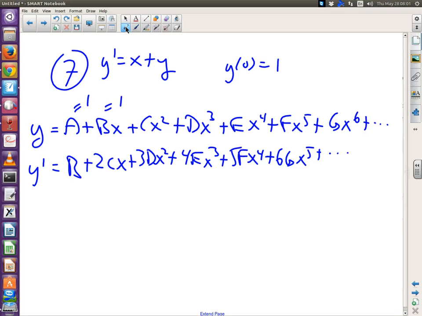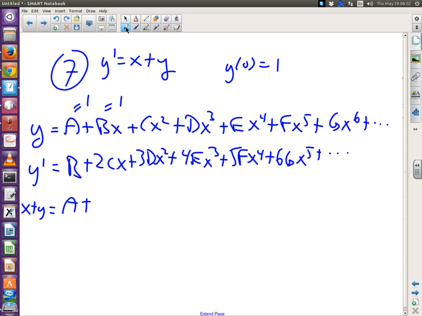Now wait a minute, that's not right. You messed up already. We're not setting y prime equal to 1. We're setting y prime equal to x plus y. This isn't x plus y. What's x plus y? If you add x to this thing, you're only adding it to this term, like terms, right? So x plus y, all right, let's write it down here.